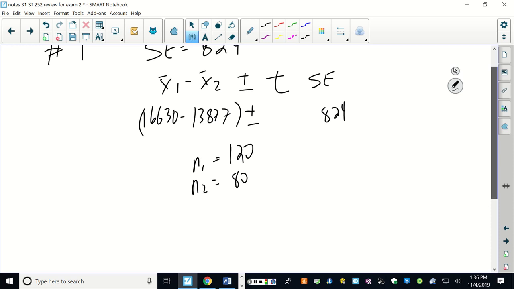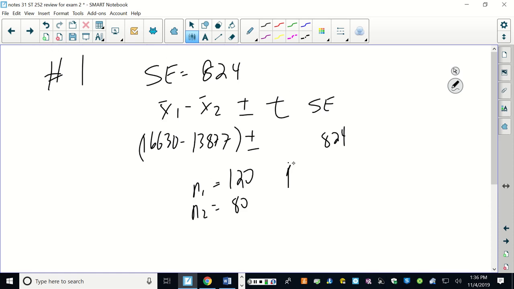We don't know exactly what assumption they're making. Is it different sample sizes, equal sample sizes? I mean, standard deviations or not? At the upper end, the degrees of freedom, if it was equal sample size, equal variances, sample standard deviations, you do something like this. So you'd use 120 plus 80 minus 2, so 198 as the degrees of freedom.